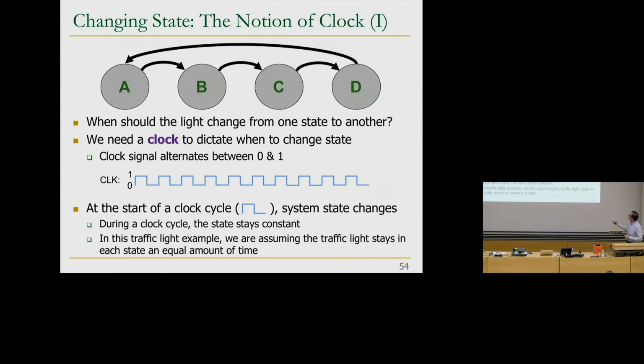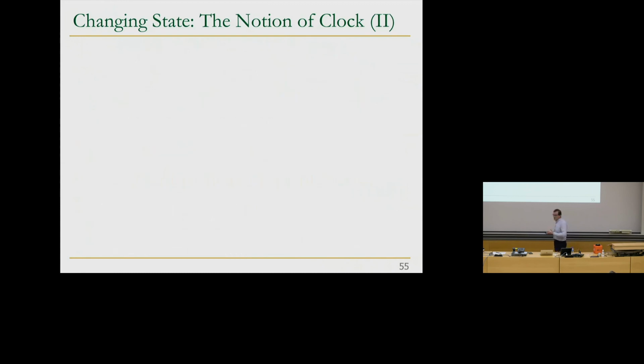So basically, we're assuming the traffic light stays in each state an equal amount of time. If you want to have unequal amounts of time, that also happens in real systems. So you basically need to change your clock cycle somehow. And this is also done by multiplying and dividing the clock, but we're not going to talk about that right now. But hopefully you understand the notion of a clock and the need for a clock over here, because the state needs to change based on some notion of time. So what is that clock?